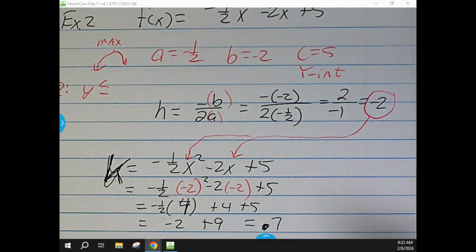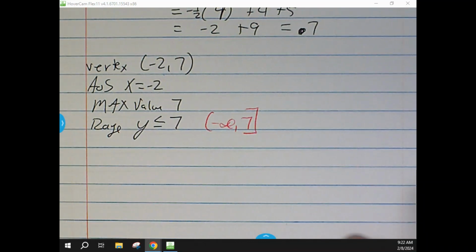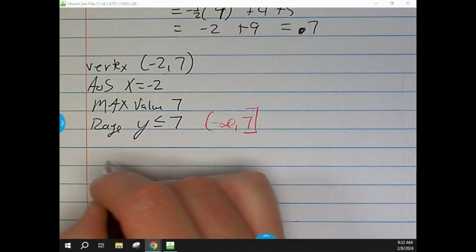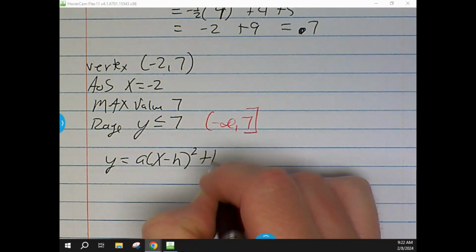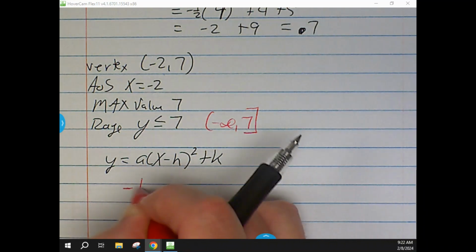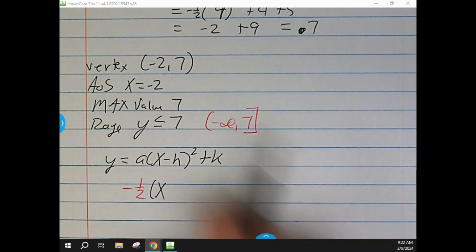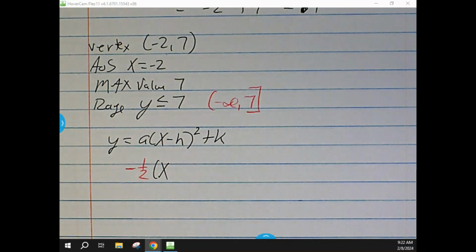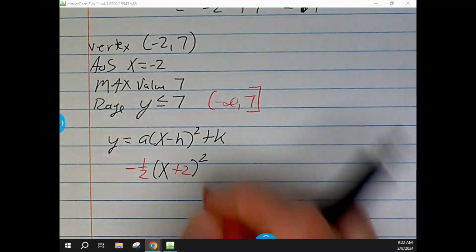Okay, we've got our y-intercept back here at 5, so we're good on that part. All we need to do is plug it back into the graphing form that we're looking at. That was y equals a times x minus h squared plus k. Our a value was -1/2. It's x minus -2, so if we do x minus -2, that makes that a +2. And then the k value is the 7 that's there.